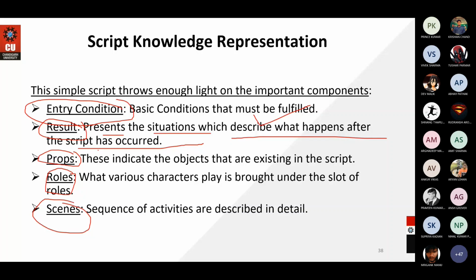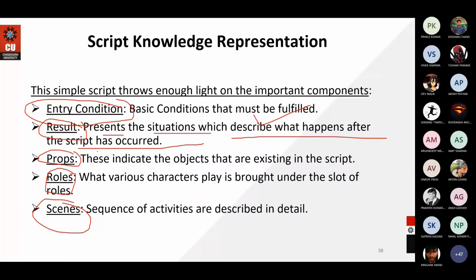Then we have props. Props are nothing else, they are just the real-world entities, or you can call them objects. If we are representing knowledge of the objects, whatever the objects are, those objects are known as the props. Then we have the various roles. Those roles are the characters that play under a certain slot. So a certain slot of actions comes under the category of the roles.